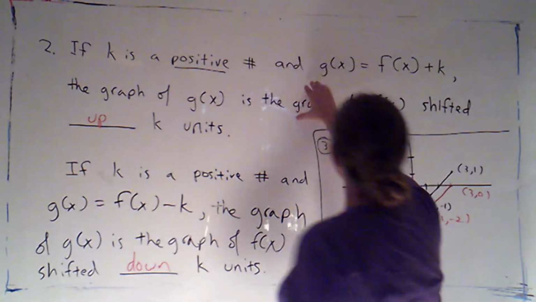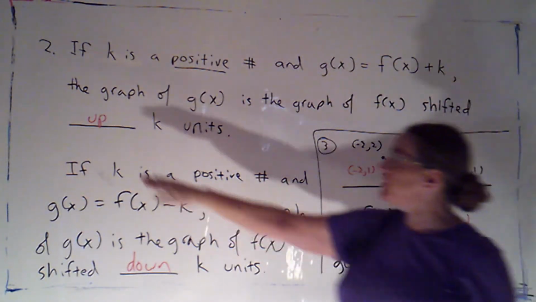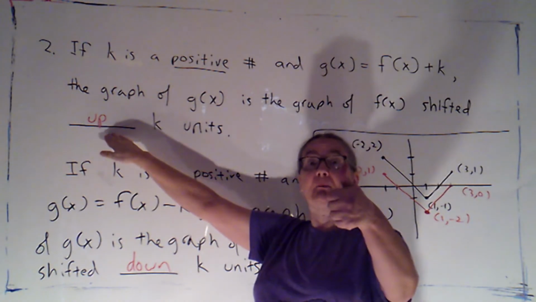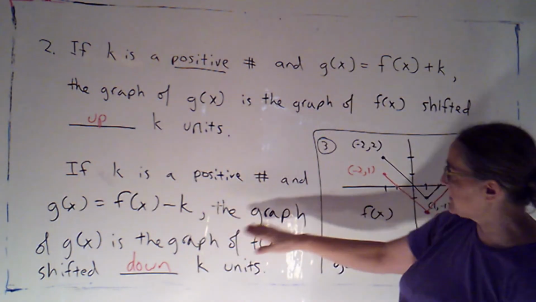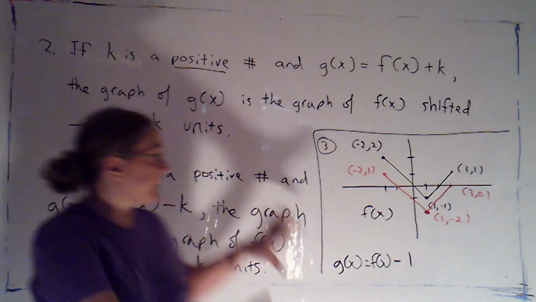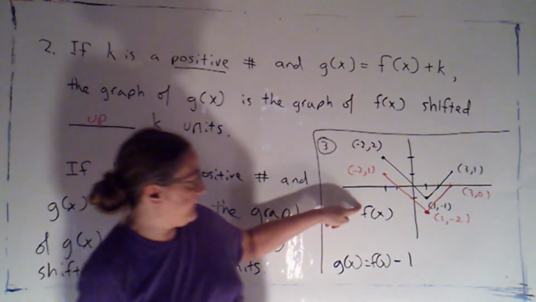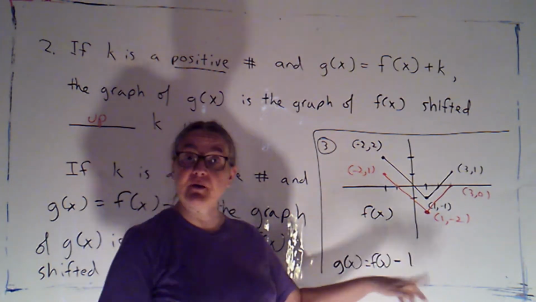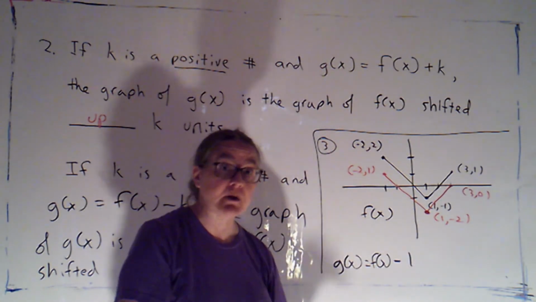For this first one, if I add a positive number to a function, it's going to shift the function up. If I subtract a positive number, it's going to shift the function down. And so then if we look at problem 3, we had f of x, and we were subtracting 1 from it, so that should shift things down.